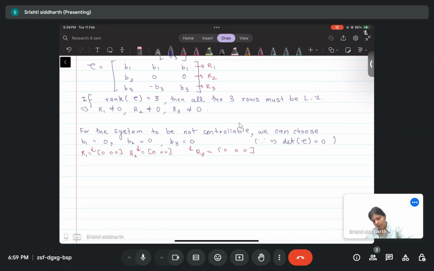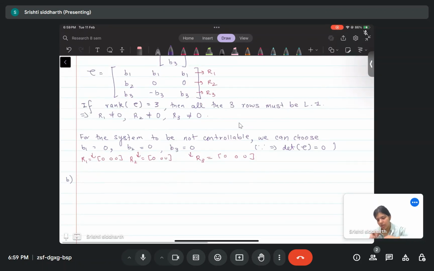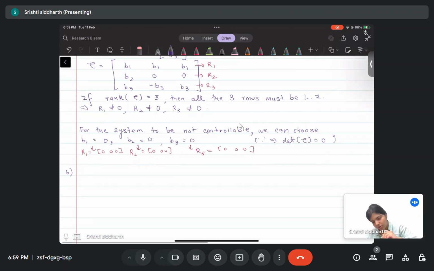And now we can quickly move to the next part. We already have the controllability matrix. So we want the rank not to be 0, so rank to be exactly 3. So for the system to be controllable, the rank of C should be exactly equal to 3. So no row should be equal to 0. So let's say that B2 cannot be 0.